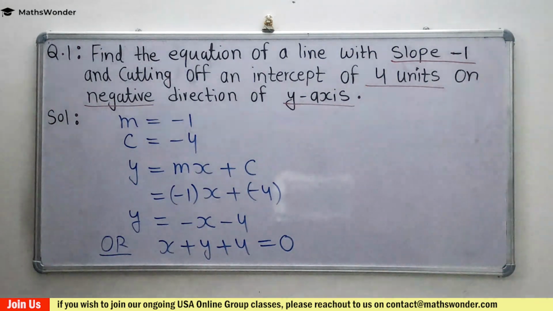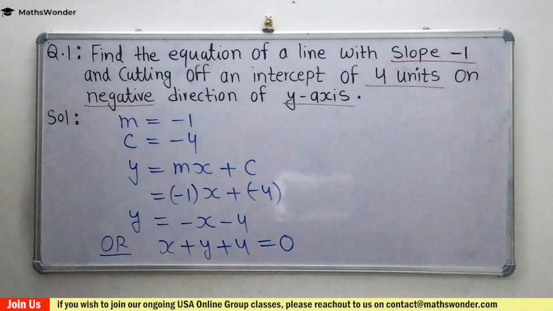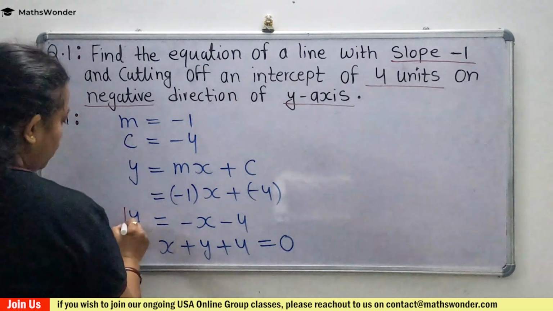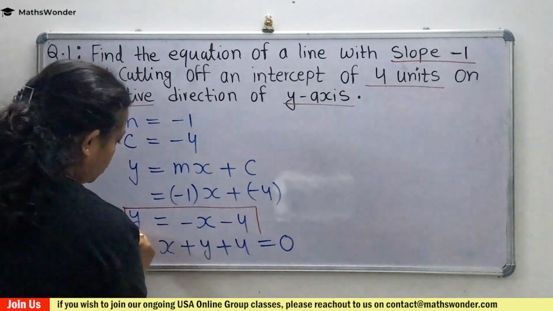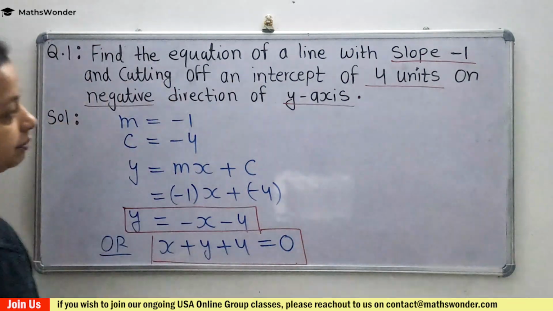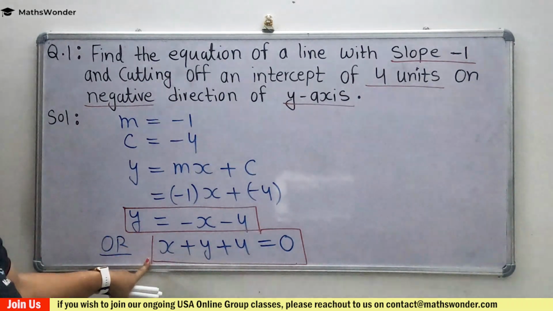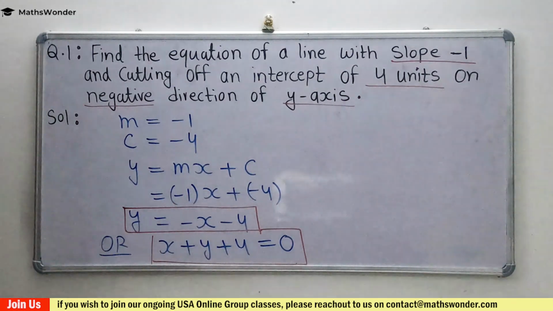Okay, so this is the equation, because you have to find the equation of a line, right? Understood or not? So you have to find the equation of a line when the slope and the intercept are given. Do you have to write both ways? No, both ways are correct. You can write it this way or you can write it this way. Both ways are absolutely correct.